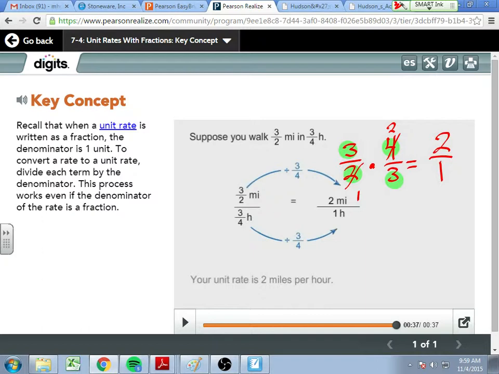The other way you could have done it is start by just saying 3/2 divided by 3/4. Your miles divided by your hours, and then just keep change flip from there. You don't even have to set it up vertically to begin with. You could just set it up with the horizontal division.